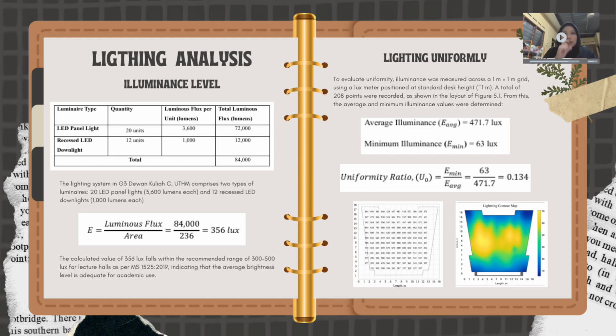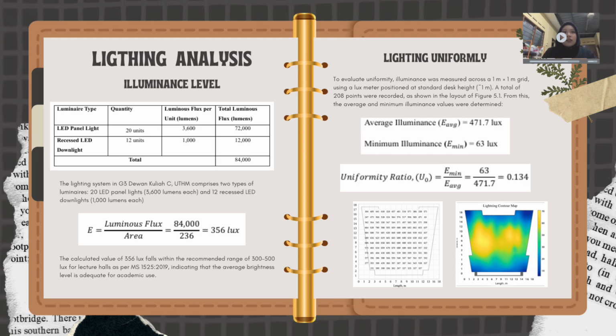So the total luminous flux is 84,000. The lighting system in G3 Dewan Kuliah C UKHM comprises two types, which are the LED panel light and the LED round light. By using this formula, luminous flux over the area, we got 356 lux.